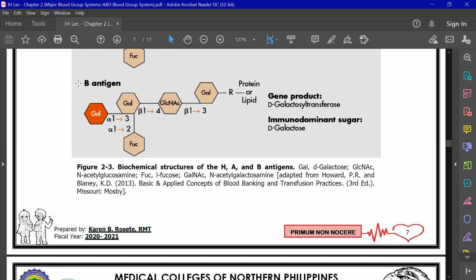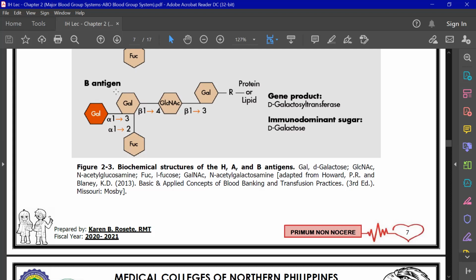And this protein or this enzyme adds the sugar D-galactose dun sa ating H antigen structure. So H antigen structure plus your D-galactose sugar attached here will now form your B antigen. So, pag tinanong ko kayo, what is the gene product in the B antigen formation? That would be your D-galactosyl transferase. And what immunodominant sugar confers the specificity of your B antigen on the red cells? That would be your D-galactose. Kung ano yung sugar na i-attach dun sa ating H antigen structure.